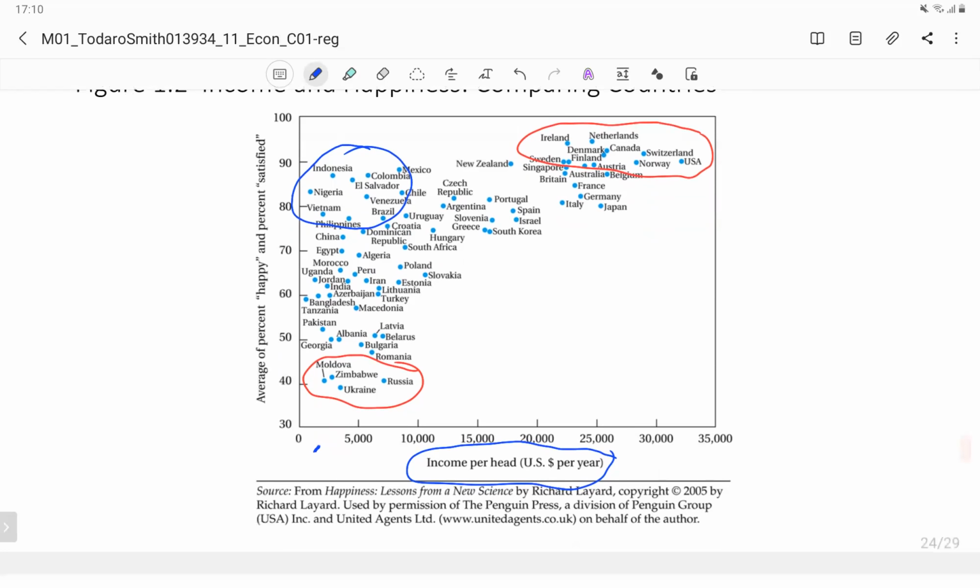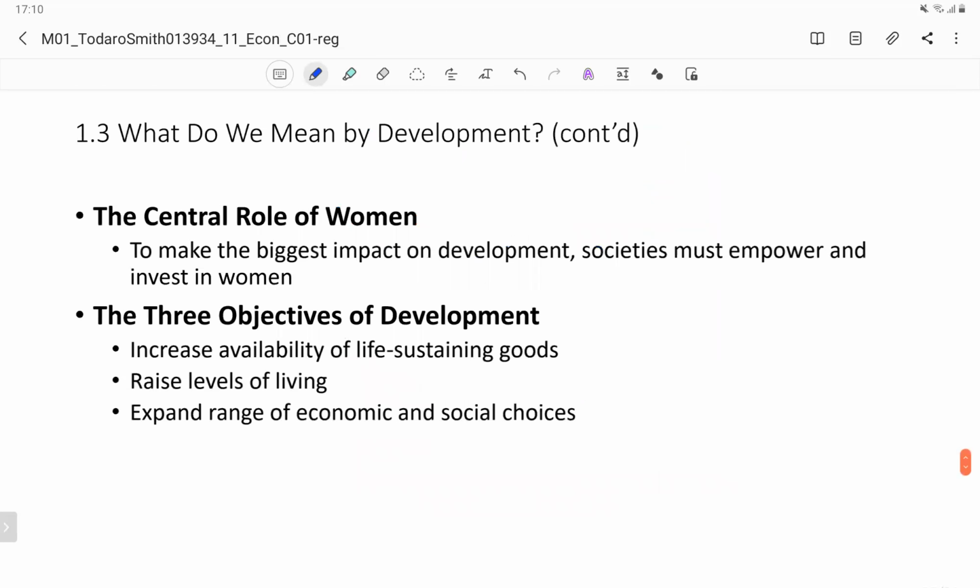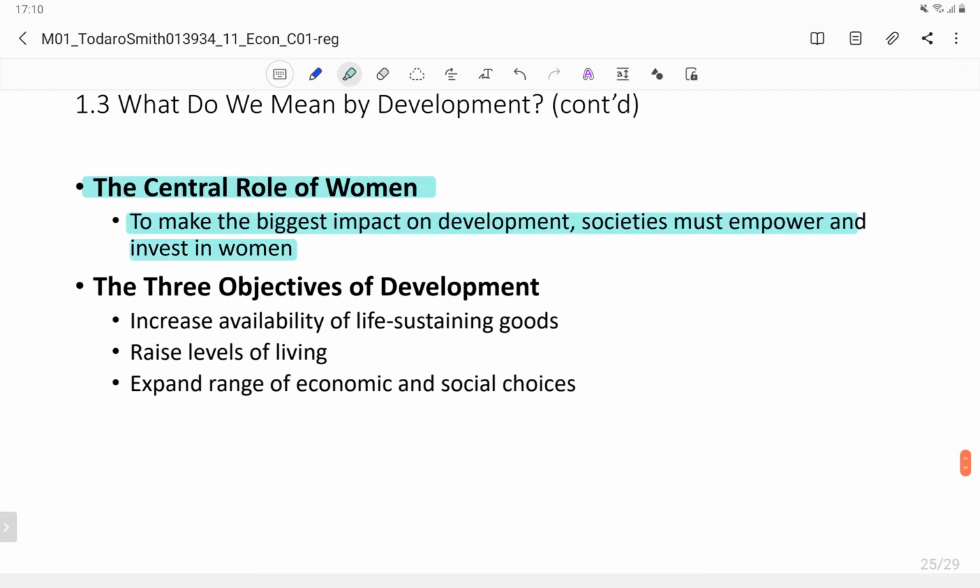Let's continue about the topics that we will discuss in development economics. The next one is the central role of women. In economic development, women, or gender empowerment, is a very sexy topic, because it is said here that to make the biggest impact on development, societies must empower and invest in women, which is true, yeah. So we will talk a lot about the role of women in this course.